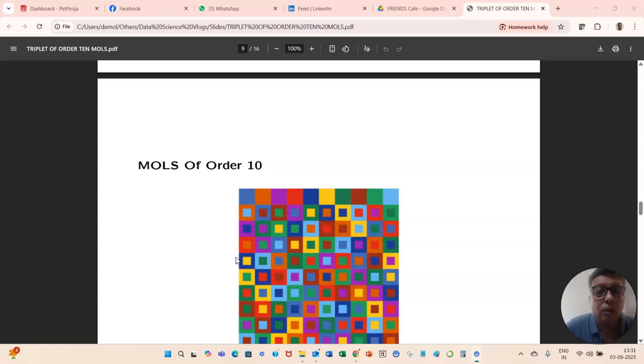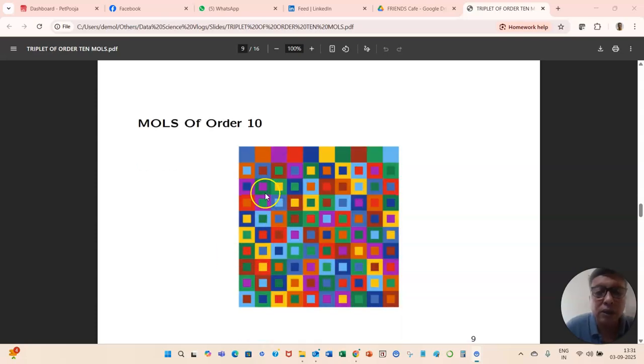Now let us talk about MOLS of order 10. This is a mutually orthogonal Latin square or Greco-Latin square of order 10. There are 10 colors and there is no duplicate in any row or in any column in any color for the big box as well as the small box. And there are 100 big box small box combinations. So this is a Greco-Latin square or mutually orthogonal Latin square of order 10.